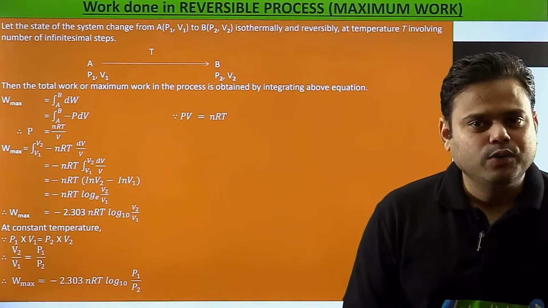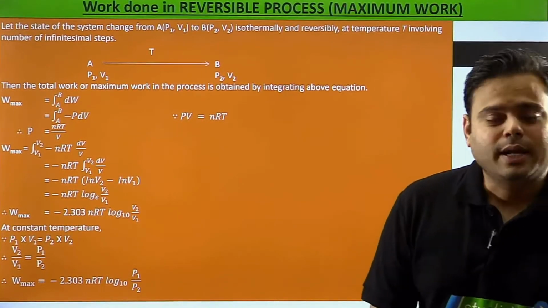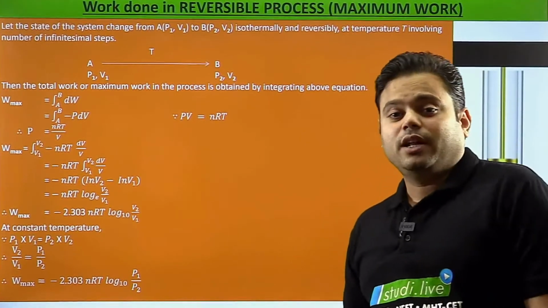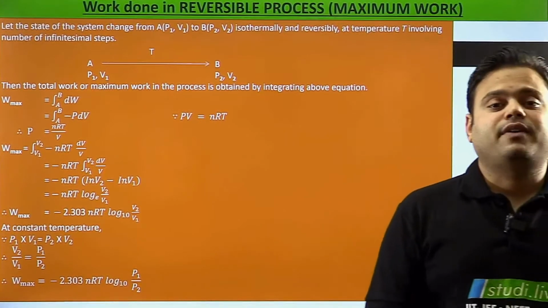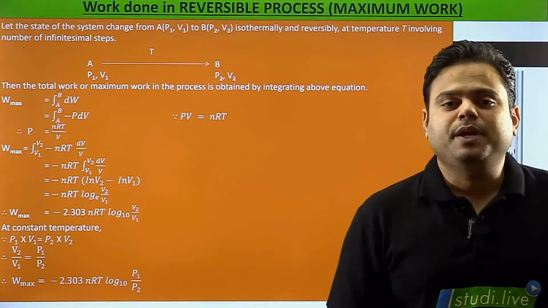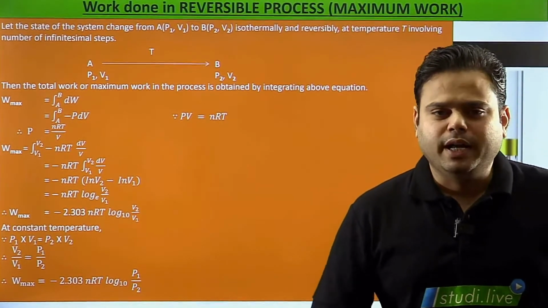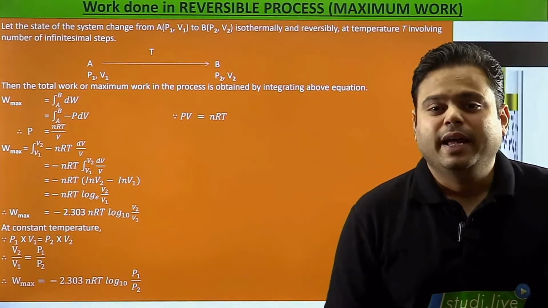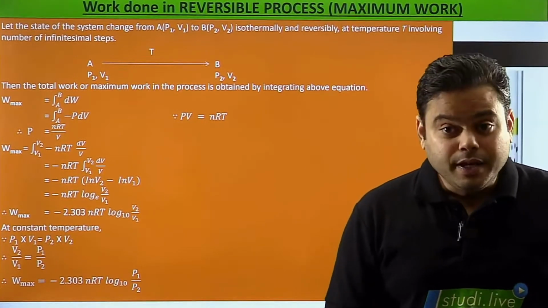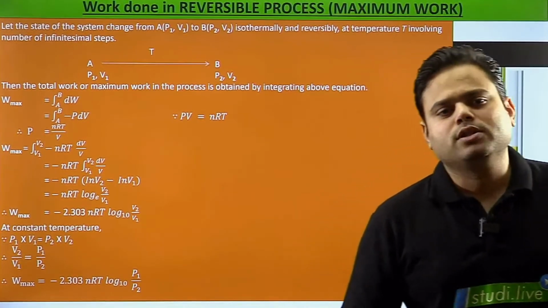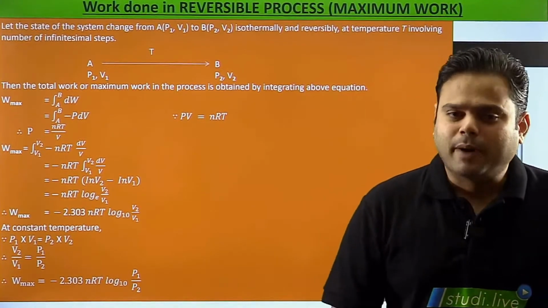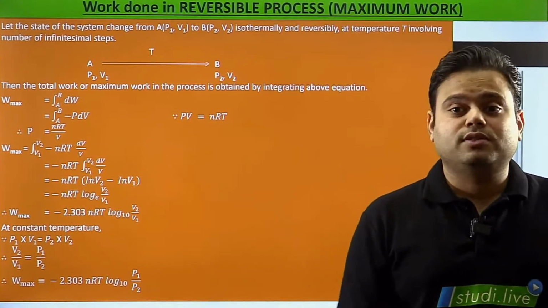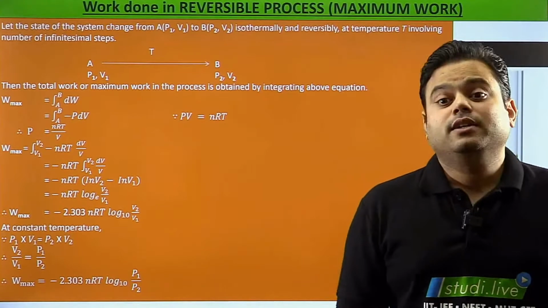Isothermally and reversibly, keeping the temperature constant at T. So let us say the initial state A is P1 V1 and the final state B is P2 V2. Now we integrate this small work dW between A and B. A is the initial and B is the final. तो हम नोटिस क्या कर रहे हैं, dW की जगह पे क्या आ गया, माइनस P dV आ गया. Now PV is equal to nRT. We all know this from the ideal gas equation. We have done it in states of matter.